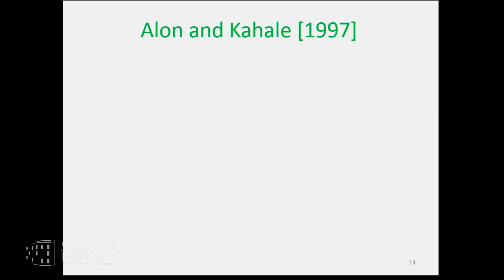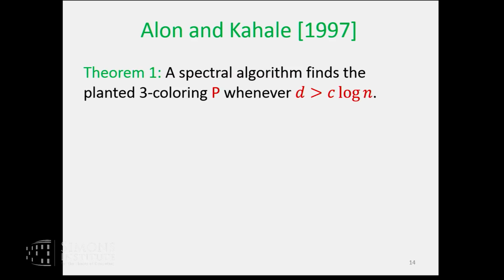So there were many works in this model, and the strongest result known is this result of Alon and Kahale. What they described as partitioning into two theorems. The first is that they show that a spectral algorithm finds the planted coloring P whenever the average degree that you start with is large enough, larger than a constant times log n.